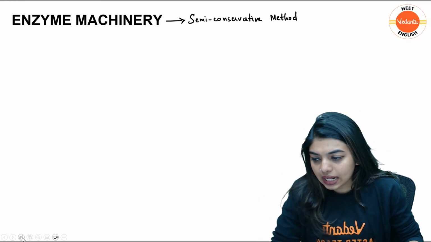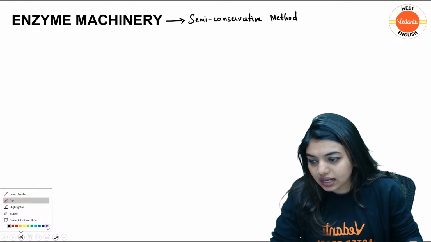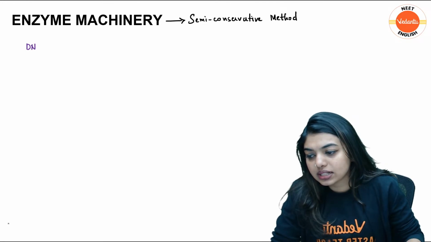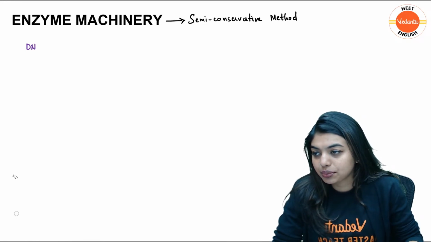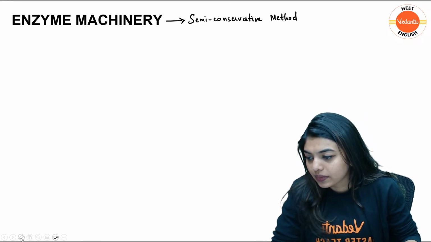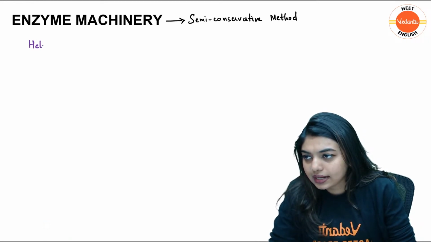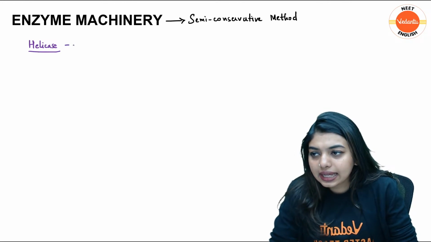So, for enzyme machinery, I would say there are 4 enzymes. Let's go in order itself so it'll be easy for you. First, let's do helicase. Who is that? Helicase. He is the person who unwinds. He is the unwinding enzyme. Who is he? Unwinding enzyme.